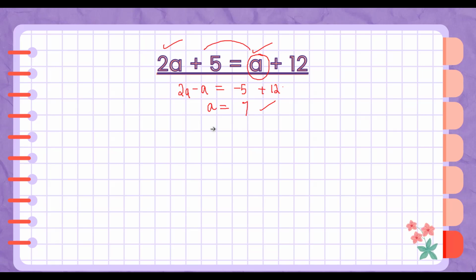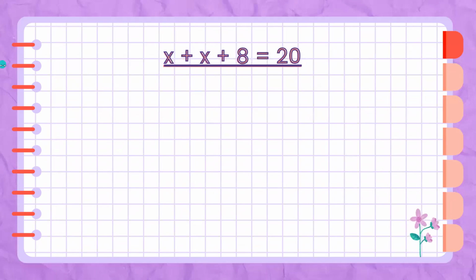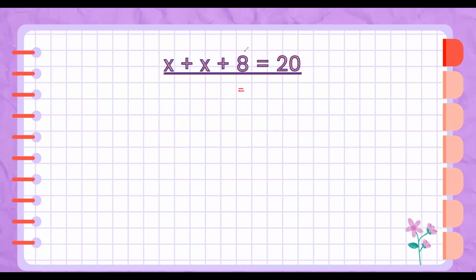Let's move on to another equation. So x plus 8 gives you 20. Here, when we move 8 to the other side, it'll become minus 8. Here we have plus 8, there it will become minus 8. So x plus x is 20 minus 8, and 20 minus 8 is nothing but 12.